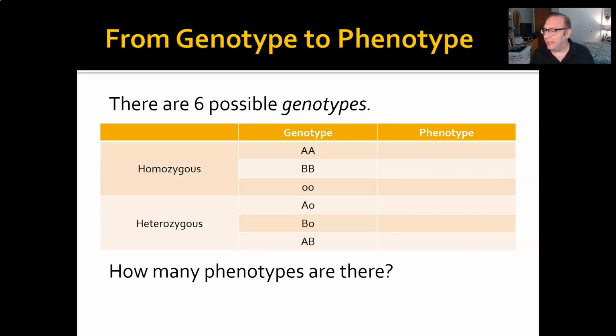Now, take a second here, pause the video for a second, and see if you can predict what the phenotypes will be. What blood types will each of these genotypes produce, do you think? The first three are relatively easy, right? You only have one choice here. AA, type A. BB, type B. OO, type O. The next ones are where it gets tricky. Pause for a second if you haven't already and figure out what you think those are.